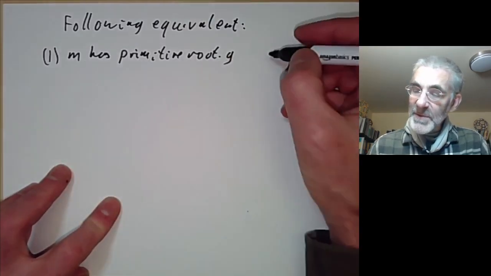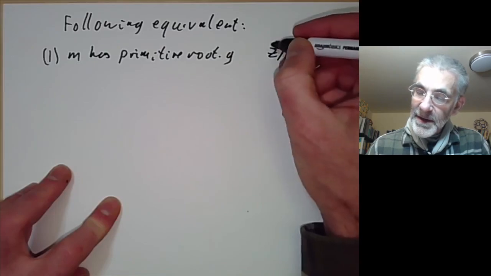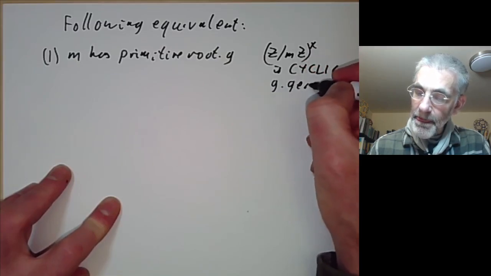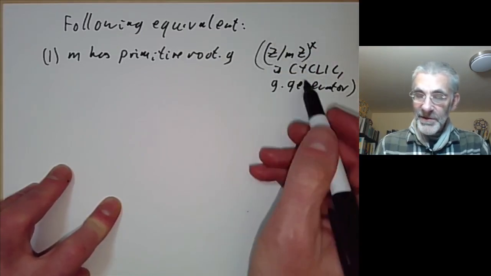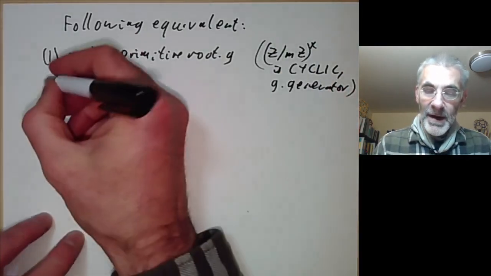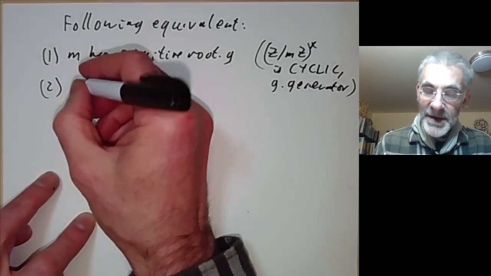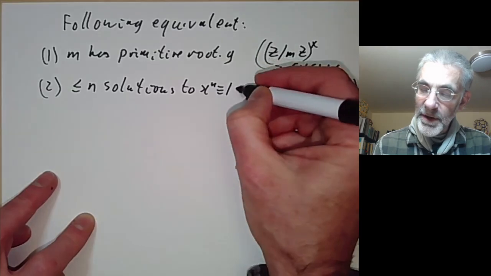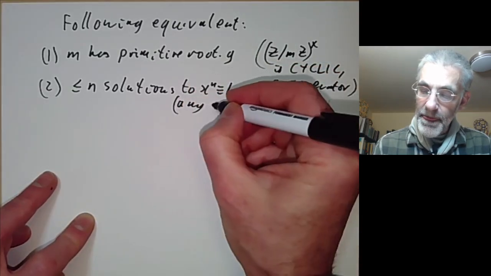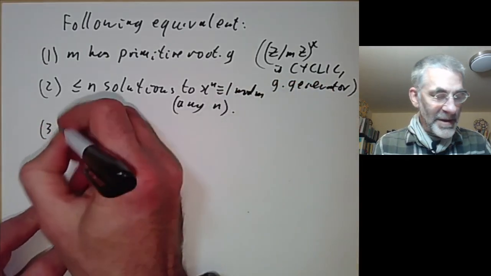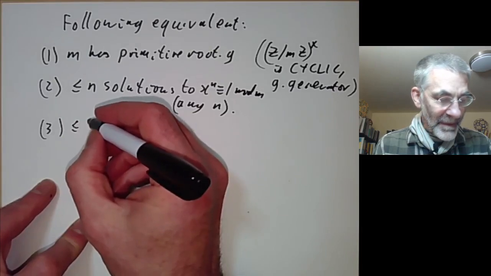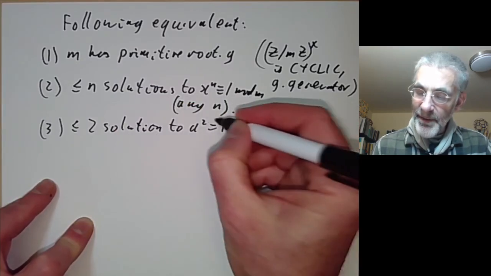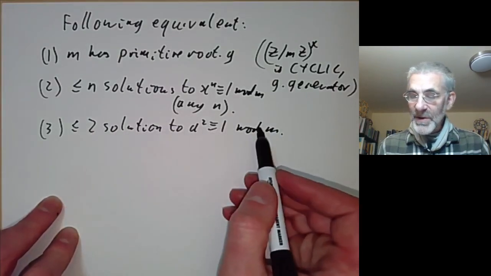And you can rephrase this in terms of abstract algebra by saying the group (Z/MZ)* is cyclic and it has G as a generator. That's really just an alternative way of saying that this group has a primitive root. Then the next condition that's equivalent is that there are at most n solutions to x^n congruent to 1 modulo m for any n. And the third condition is that there are at most two solutions to a squared equals 1 modulo m. Or in other words, there's at most one element of order 2.